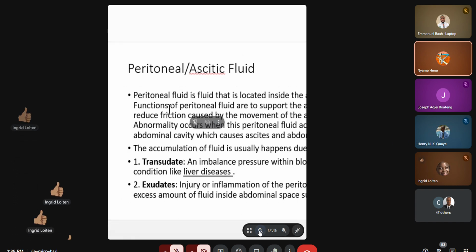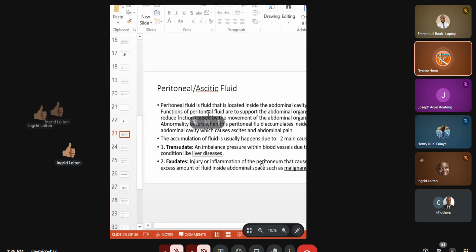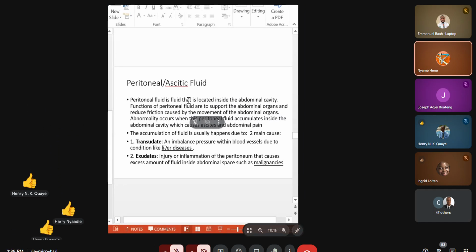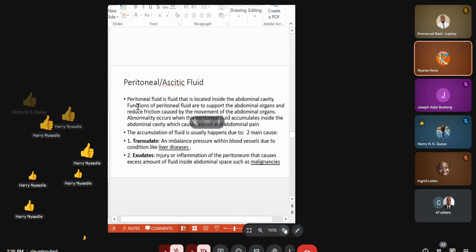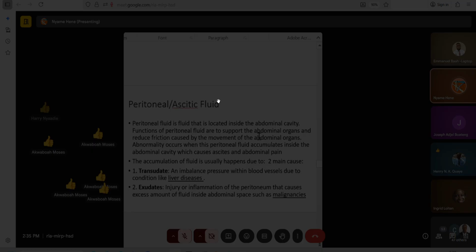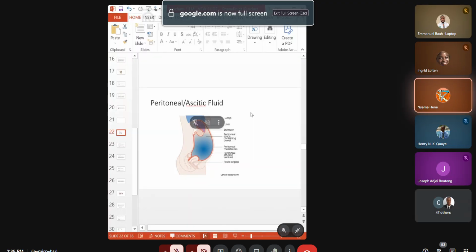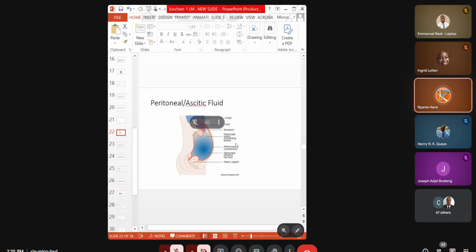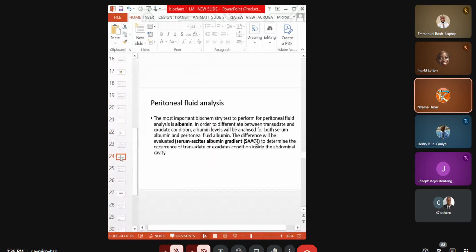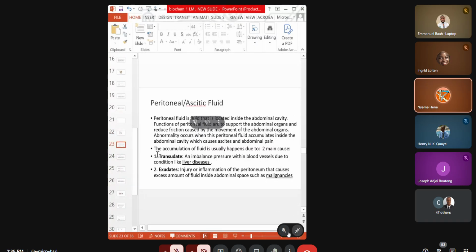Yeah, that's fine. So peritoneal fluid is fluid that is located inside the abdominal cavity. I'm reading: functions of peritoneal fluid are to support the abdominal organs and reduce friction. So if you see someone's belly like this, it is two things: either it's a transudate or an exudate. Do you understand?